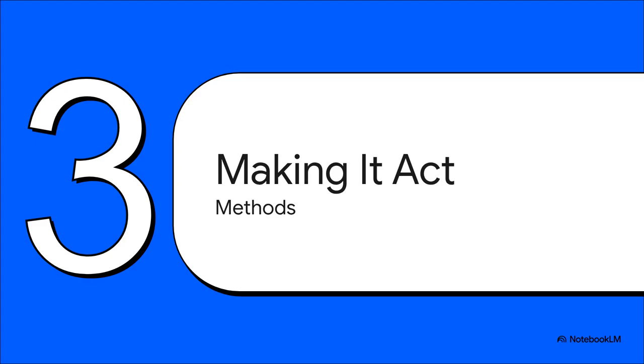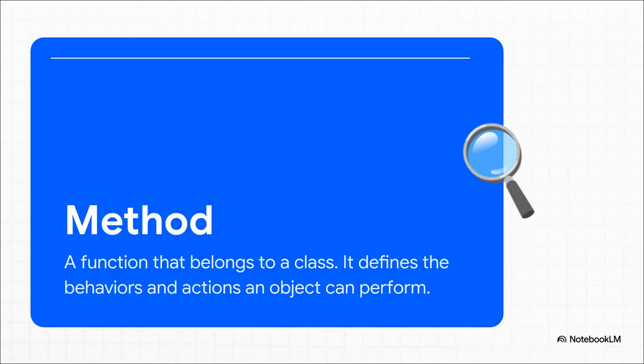They're dynamic, and that's where methods come in. So what's a method? Super simple. It's just a function that belongs to a class. I like to think of it like this. If properties are the nouns, the things, the data, then methods are the verbs. They're the actions. They define what an object can actually do.